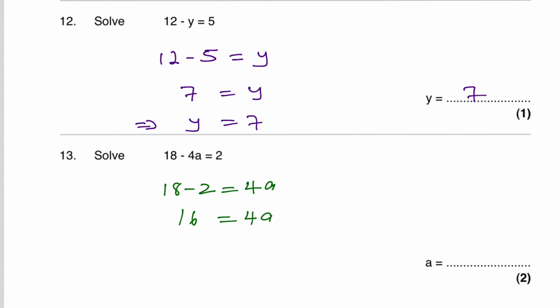Now I need to divide both sides by 4, because I can cancel out the 4 there and 4 there. And then I'm left with 4 equals a. And that implies a equals 4, and that is 4, because 16 divided by 4 is 4.